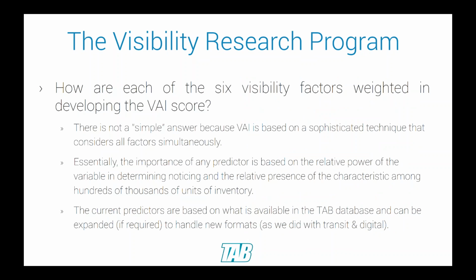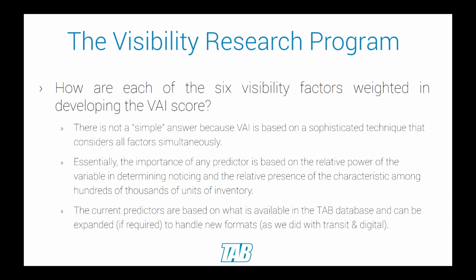So this is a question we used to get a little bit more whenever this was released, and it was called Eyes On, because that was the primary thing being talked about, because it was the new, cool part of it. But we still do get this question from time to time, which is, how are each of the 6 visibility factors weighted in developing the VAI score? And by the way, the visibility adjustment index is what VAI means, and that's the score that every single piece of inventory and every single unit has.